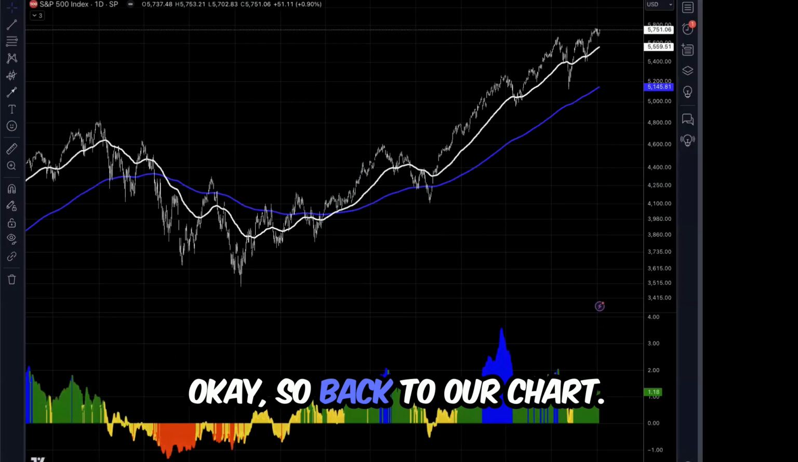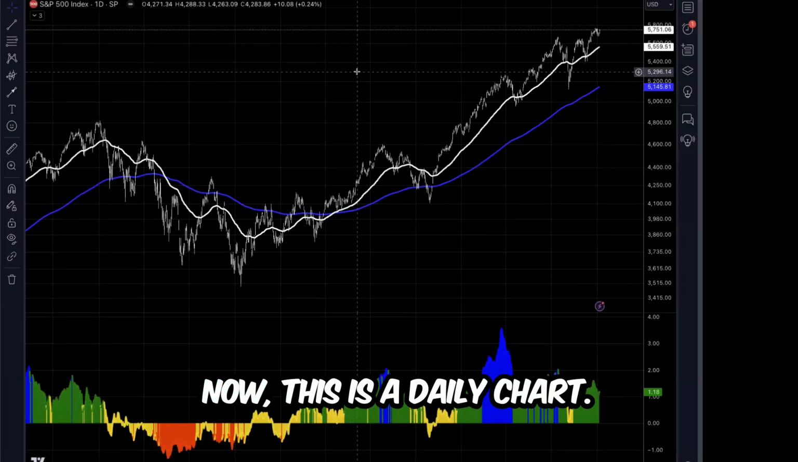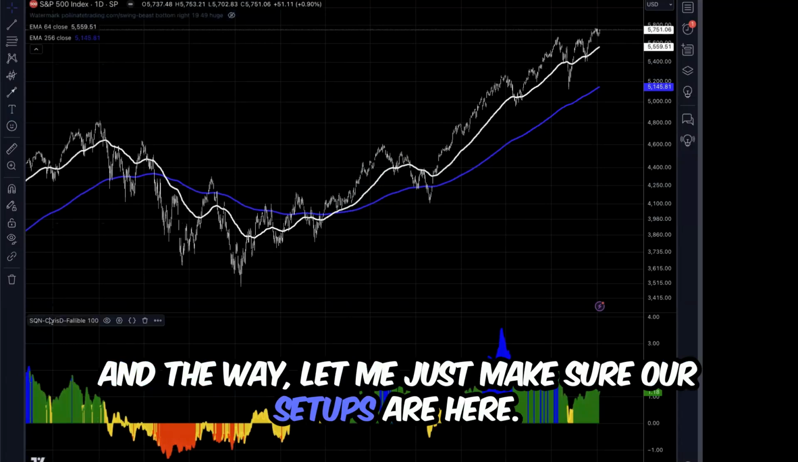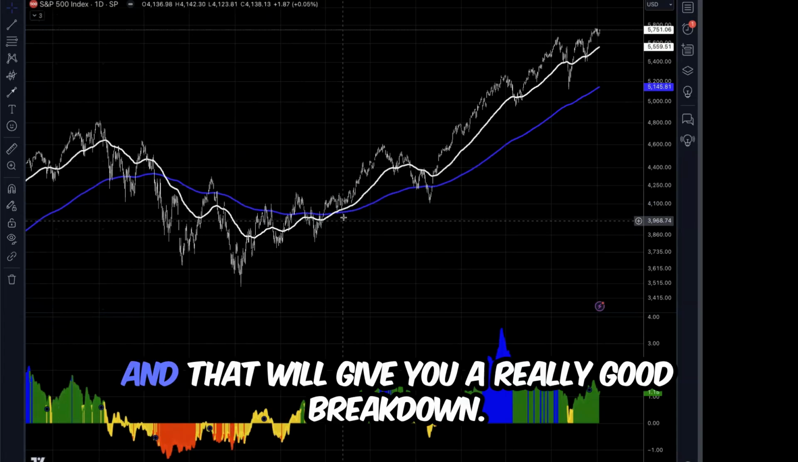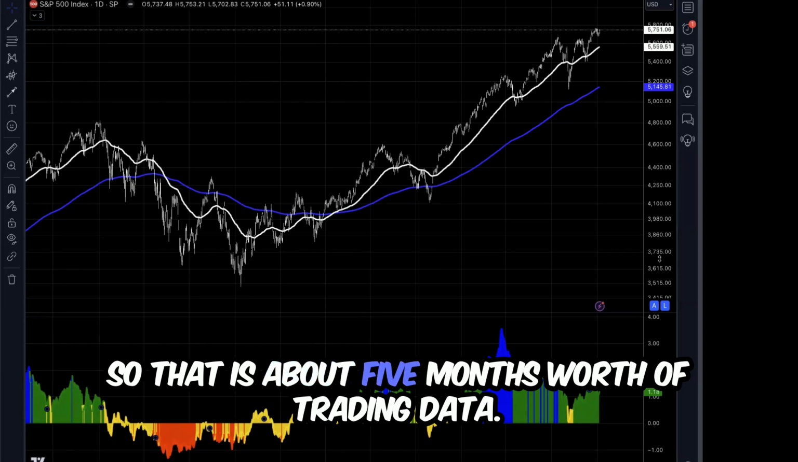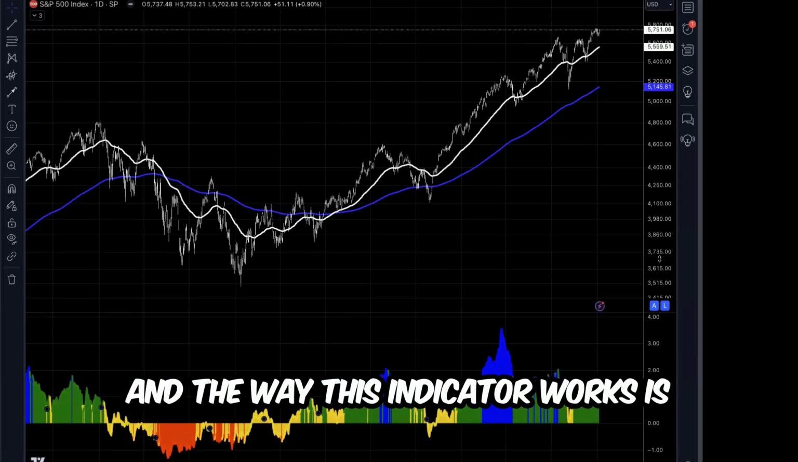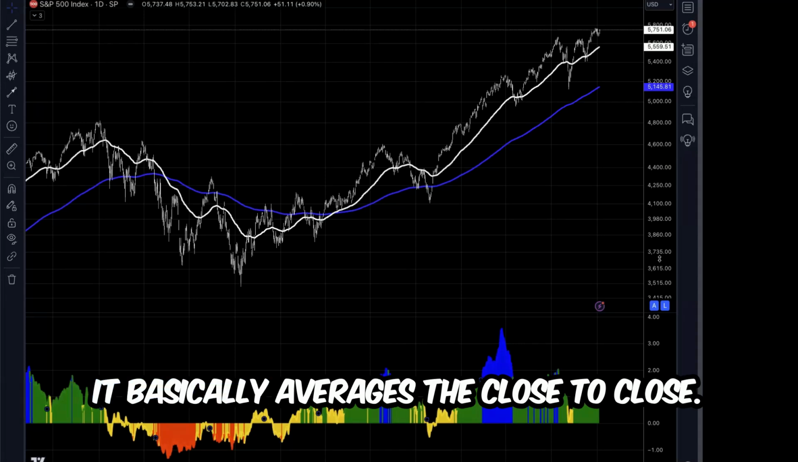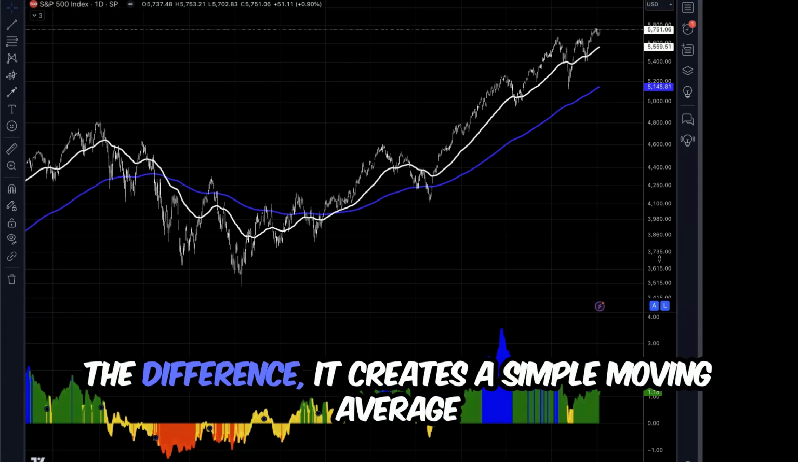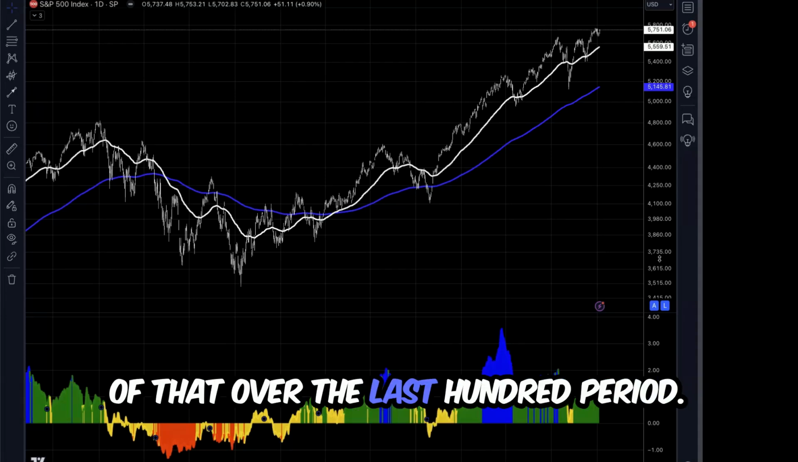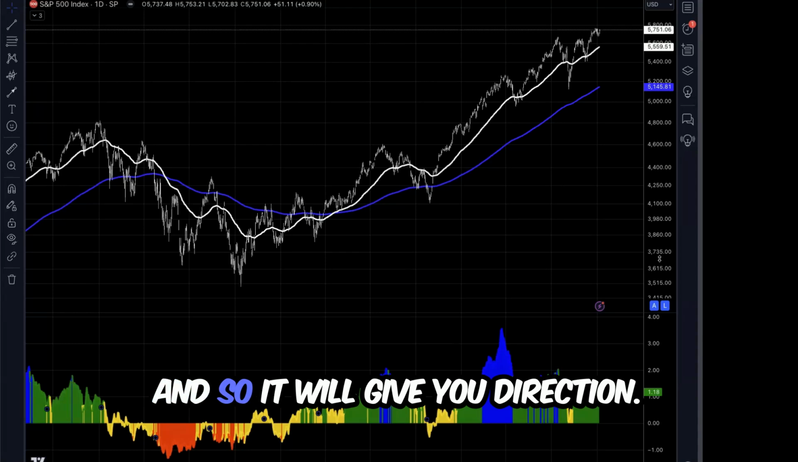Okay, so back to our chart. Now, this is a daily chart, and let me just make sure our setups are here. The standard setting here is a 100 period SQN, and that will give you a really good breakdown. That is about 5 months worth of trading data. The way this indicator works is it basically averages the close to close, so yesterday's closing price to today's closing price, the difference. It creates a simple moving average of that over the last 100 periods. And so it will give you direction.